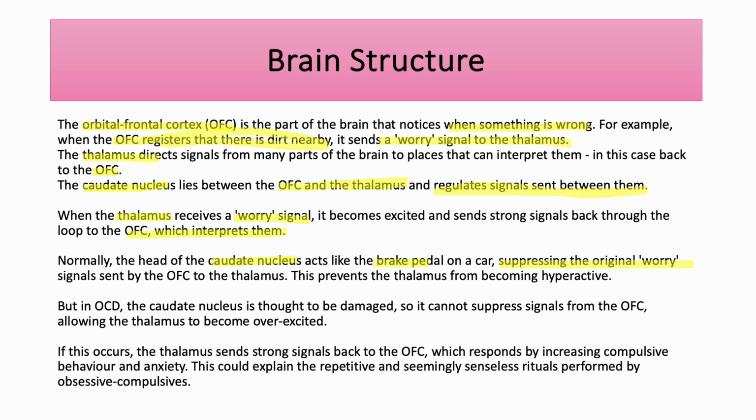But with someone with OCD, the caudate nucleus is thought to be damaged. So it can't apply the brakes. It cannot suppress those signals from the orbital frontal cortex, and it can't stop the thalamus getting overexcited. So the thalamus becomes overexcited, which causes the thalamus to send strong signals back to the orbital frontal cortex, causing the orbital frontal cortex to panic and go, right, the decision you need to make about this dirt is one of compulsive and anxious behaviour. So it increases those compulsions and those anxieties, repetitive and pointless rituals, maybe senseless rituals that non-OCD patients would sort of call that, and it causes obsessive compulsive behaviour in people with OCD. So that is the neural explanation of OCD.